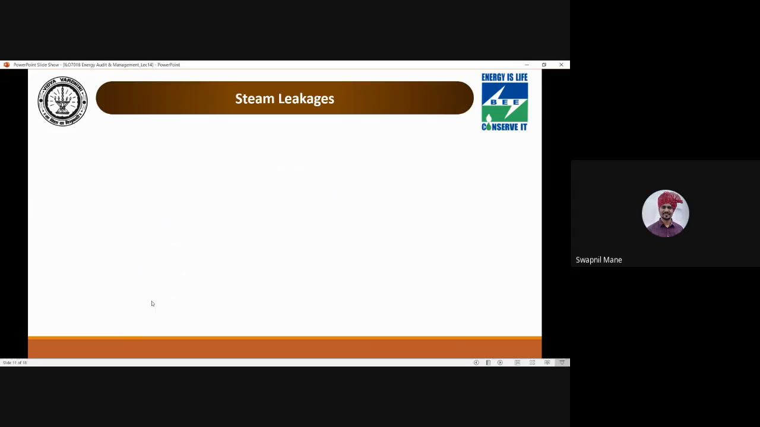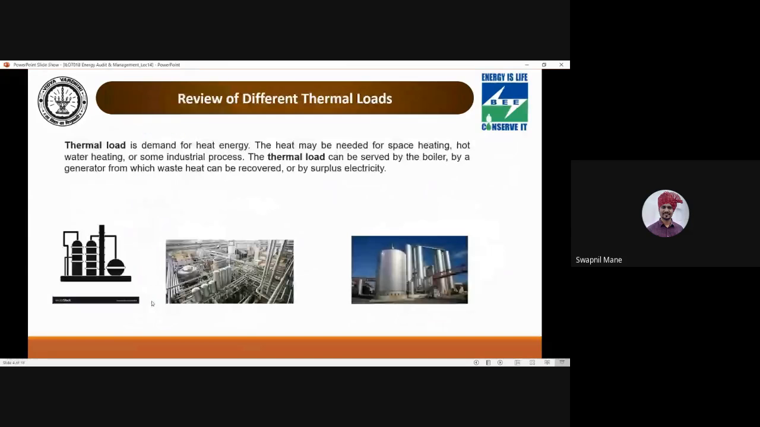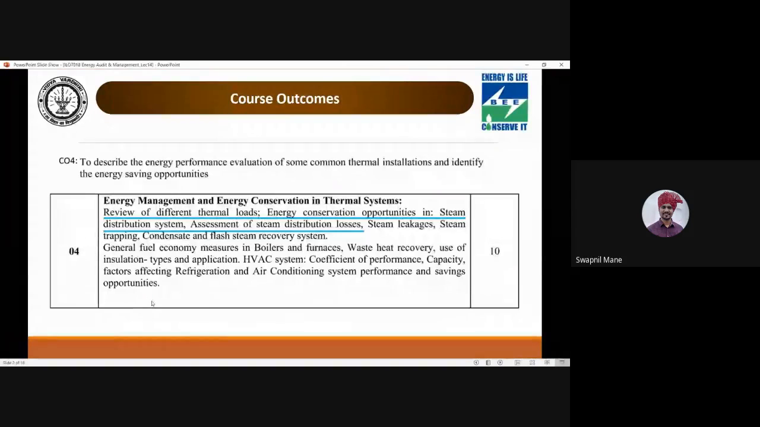So in the next lecture, we will talk about the steam leakages, steam trapping. Okay, so this steam leakage, steam trapping, we will discuss in our coming lectures. So just a quick summary of what we have done up till now. We have started with course outcome number 4, which is module 4, in order to have the performance evaluation of some common thermal installations, and we have started with steam.